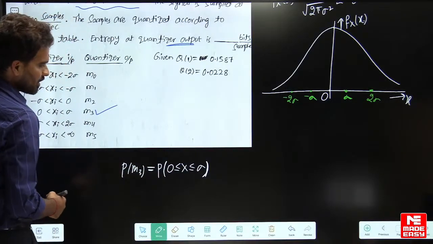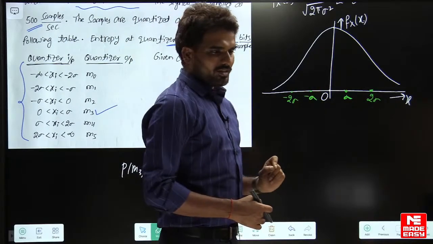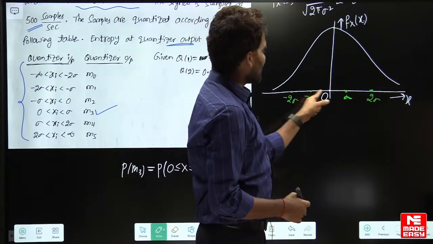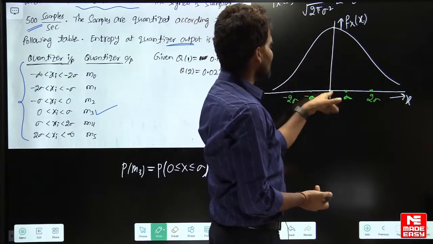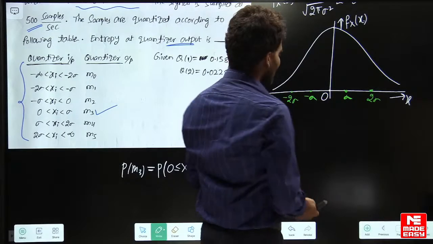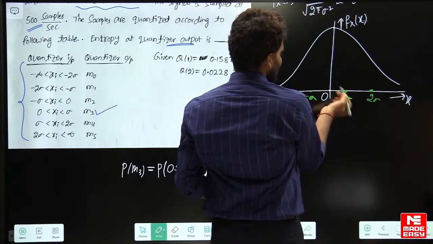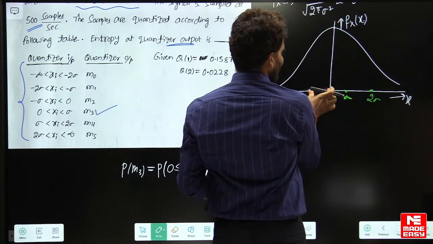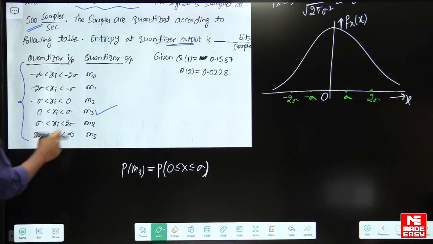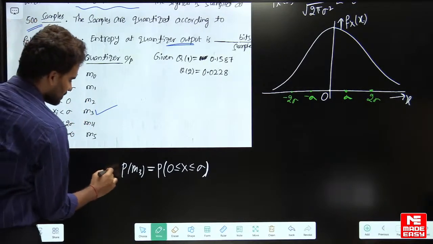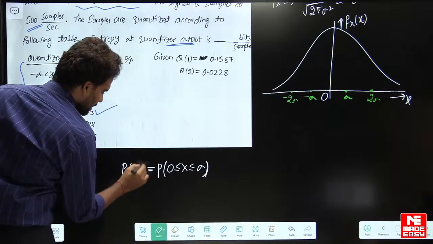One thing you can understand: the probability of x being in between 0 and sigma and of x being in between minus sigma and 0 will be the same, because the Gaussian density function is symmetrical about its mean. The area from 0 to sigma and the area from minus sigma to 0 will be the same. So PM3 will be the same as PM2.